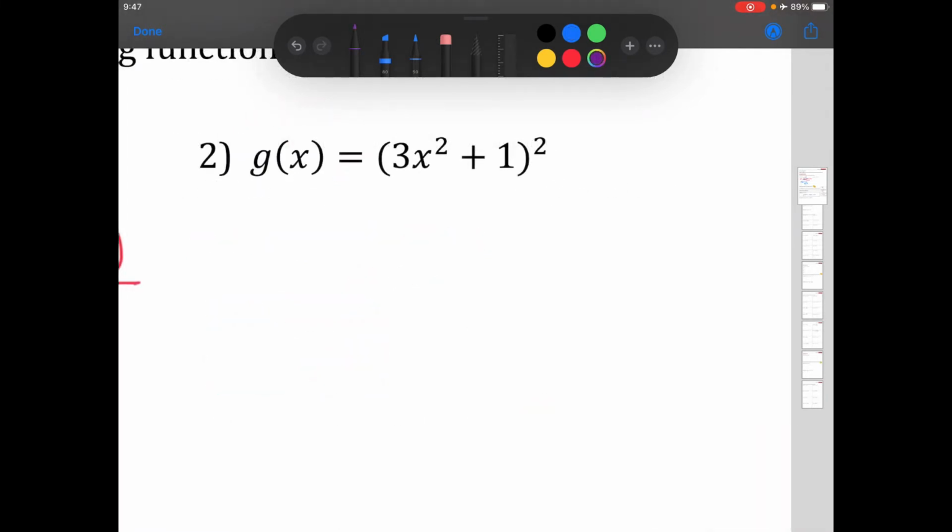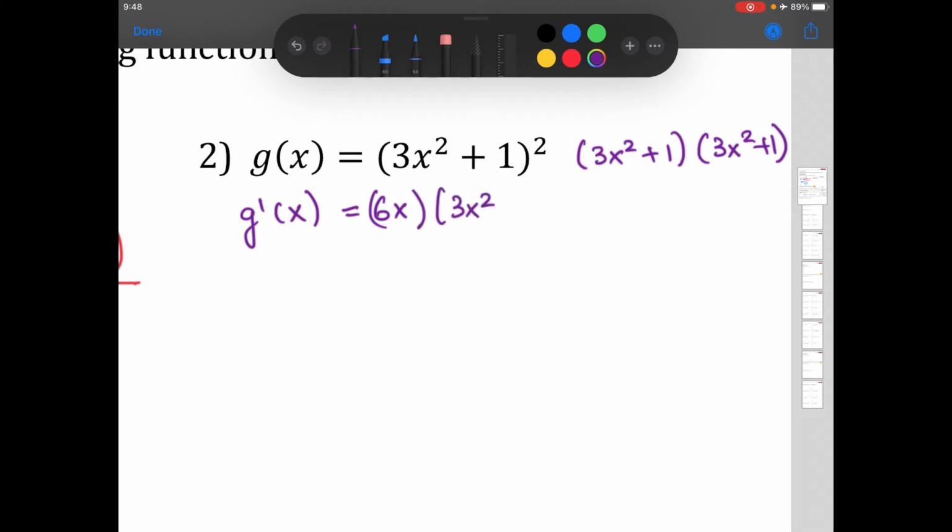Number 2. So here the square tells me to write it out twice, and I'm going to use the product rule. So the product rule says you take the derivative of the first one, so this would be what? 6x plus 0 times 3x squared plus 1, plus 3x squared plus 1 times the derivative of that, which is what? 6x. And then you have to do more. You distribute it and simplify it.